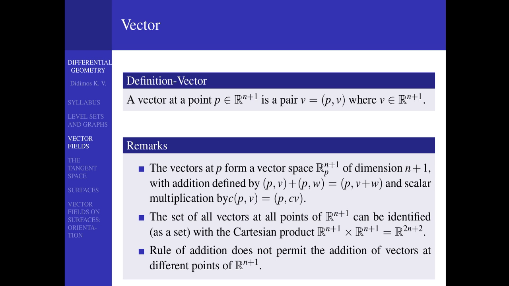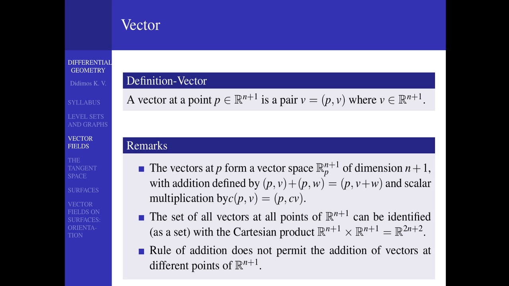Vector addition is defined as (p, v) + (p, w) = (p, v + w). We add only the vector part, the second component of the vector. And scalar multiplication is again performed using the second component: c times (p, v) is equal to (p, cv).